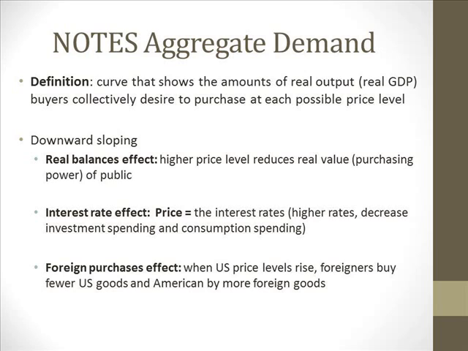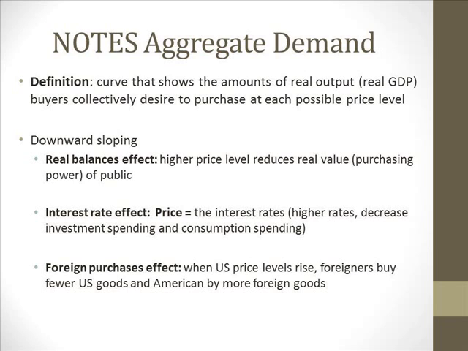We have here the three reasons for the downward slope. You don't have to get the definition down of aggregate demand. I think that you're pretty familiar with it, but basically the curve is showing the amounts of real output that buyers collectively want to purchase at each price level. So instead of one buyer of one type of good, it's all buyers of all types of goods. What you do want to write down are the three reasons for the downward slope.